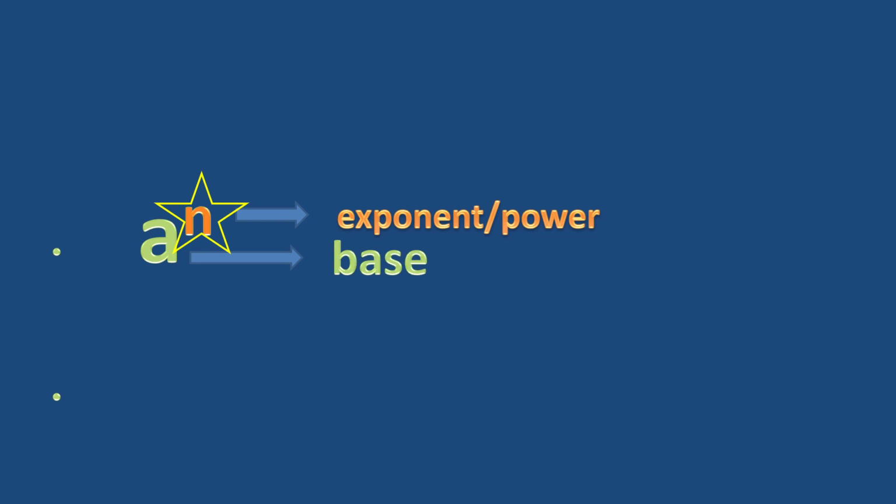This is the exponential form of a number, where n is the exponent of a. The exponent n indicates how many times a is being multiplied. And a is the base, the number which is multiplied by itself.